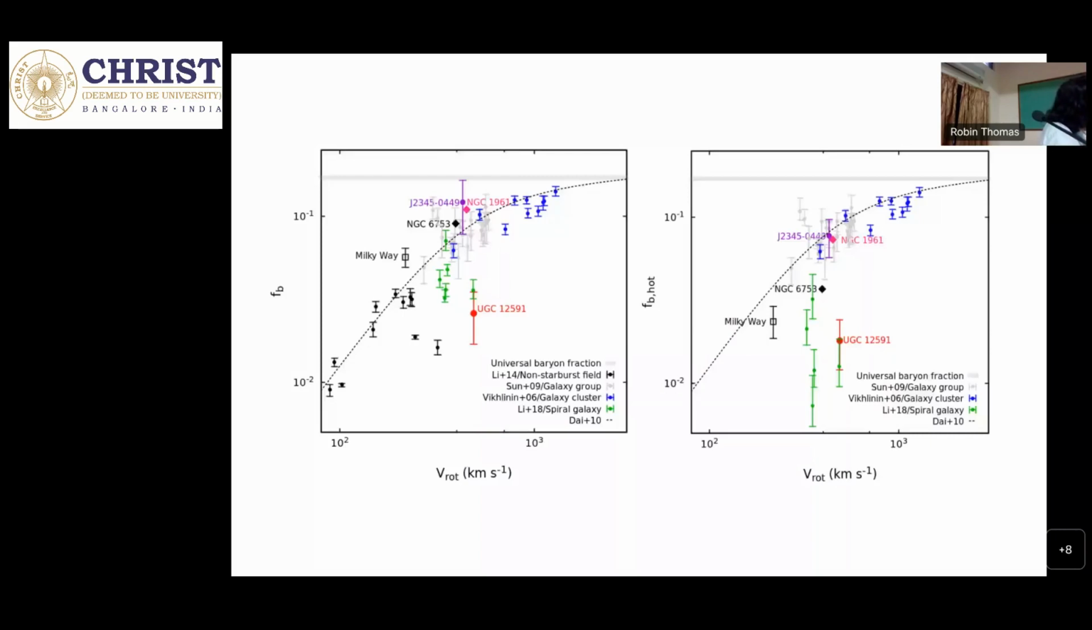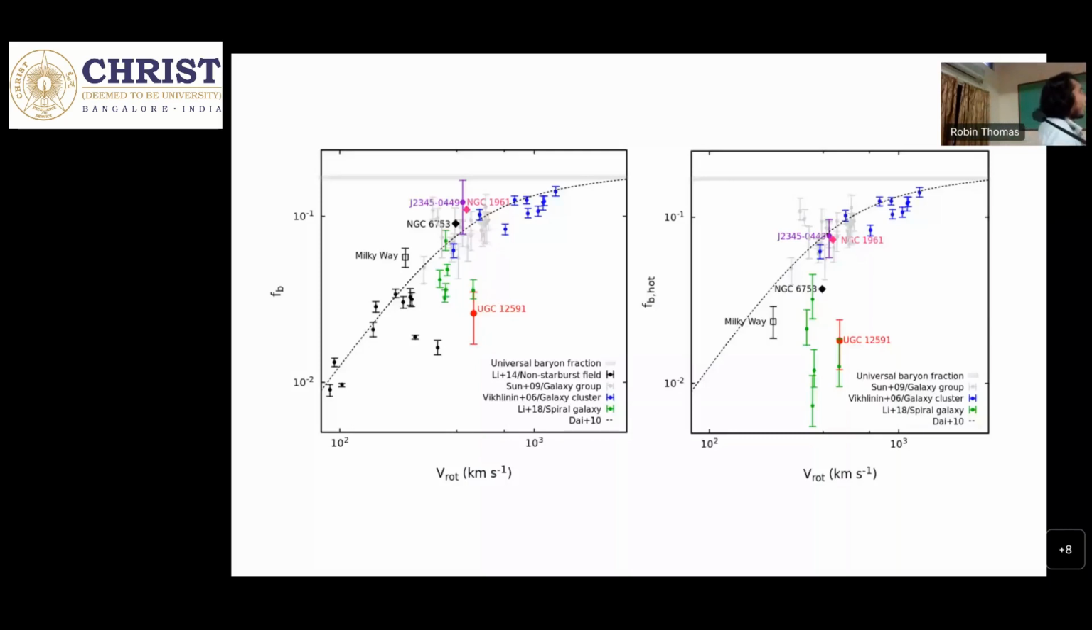And there are some galaxies like these, which are also massive galaxies, like J23450449 and NGC 1961. They also tend to go towards that universal baryon fraction. So we can find the baryons there, but UGC 12591 is an exception. We cannot find its baryons till now.